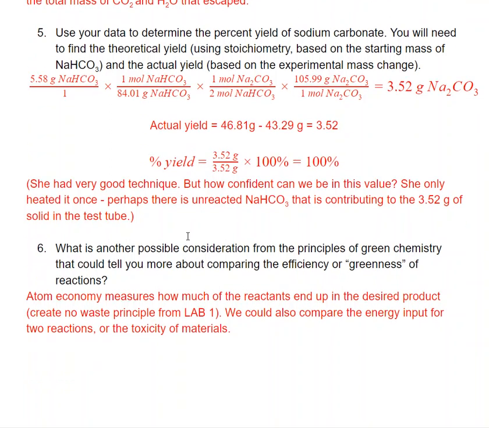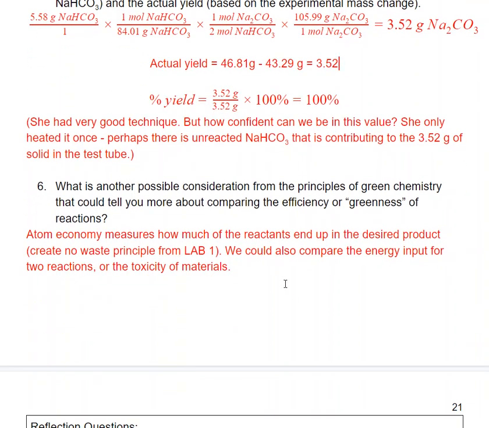So what is another possible consideration from the principles of green chemistry that we can use to compare the efficiency or greenness of reactions? Atom economy measures how much of the reactants end up in the desired product. From lab 1, that is the create no waste principle. We could also compare the energy input for two reactions or the toxicity of materials for two reactions. We really want to use these different efficiencies to pick between two reactions. If I have two ways to do something, which way is going to be more efficient and more green?